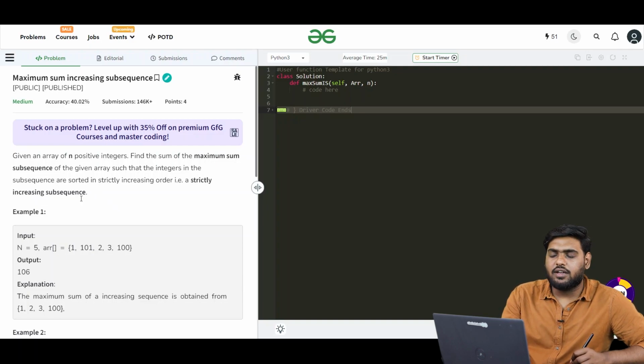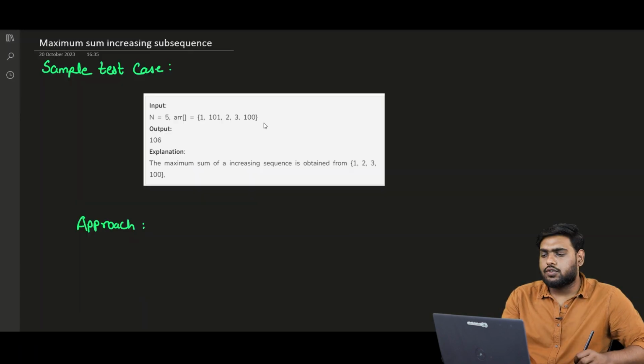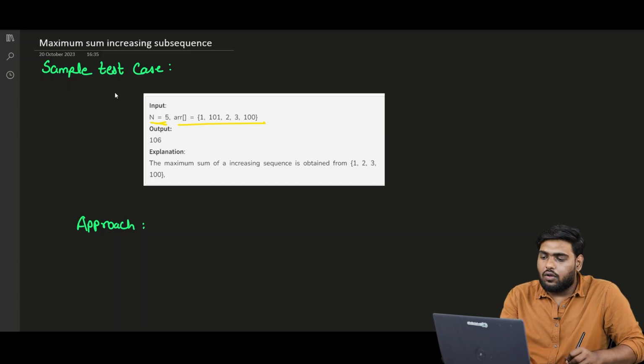Alright, we are going to understand it using an example. Here we do have one example. Let's try to figure out what it is saying. So as the question stated, we have our array here. Along with the array, we have this value n, size of array, right? Now, the answer that this question should give us is actually 106, which is the maximum sum of increasing subsequence.